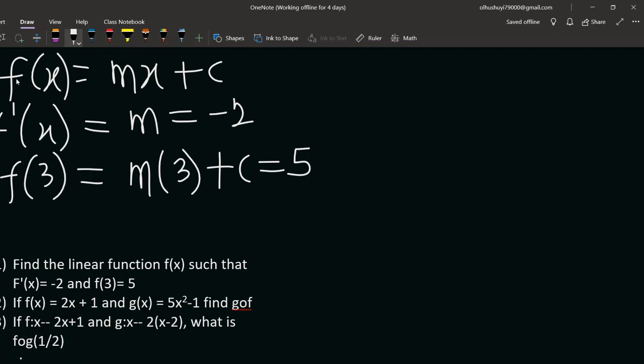So what do we have? Our m is already minus 2, so you have minus 2 times 3 plus c is equal to 5. So what does that mean? c, minus 2 times 3 is minus 6. So collecting like terms, you have 5 plus 6. Our constant is known as the intercept. So it is 11.